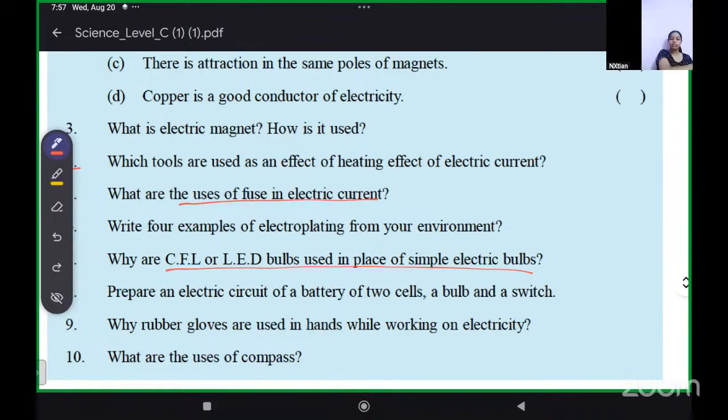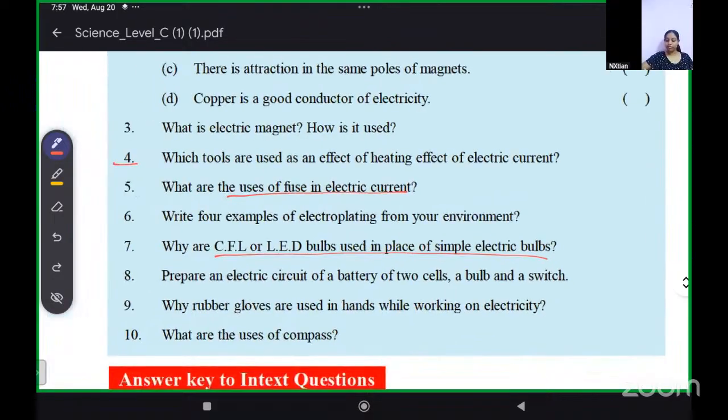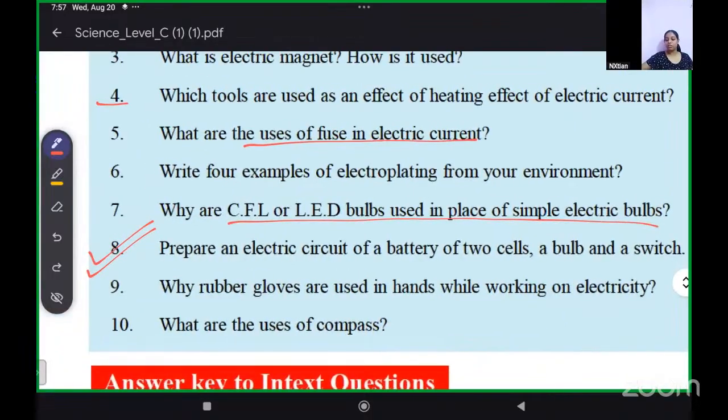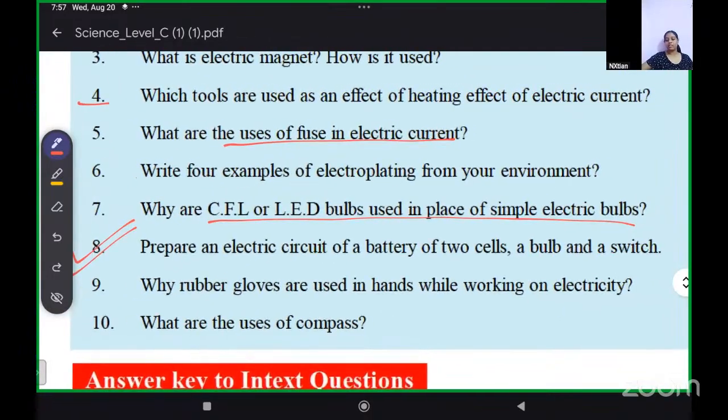Now, I want you to do the eighth question right now. Take your notebooks. Prepare an electric circuit of a battery of two cells, a bulb and a switch. Okay, ma'am, what do you want us to know?